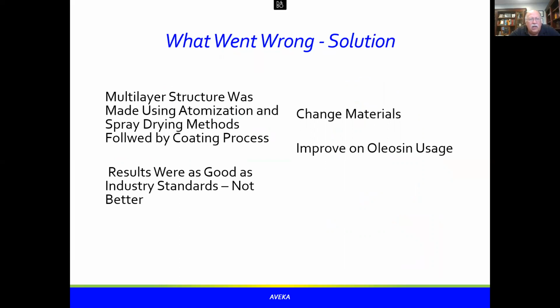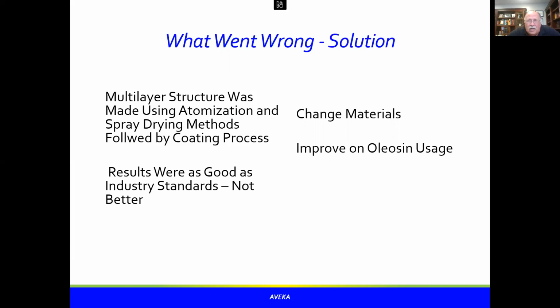We did this using atomization, spray drying methods, followed by coating processes. So fluid bed processes is basically what we were doing. We were able to get results that were as good as the industry standard, but not better. And so the solution is, this was one of those where we didn't have enough time. We looked at changing materials. We looked at improving on the oleosin usage to make a better organelle core on the system. And we made some progress, but we could probably get just a little bit better than the industry standard, but not as good as a seed.